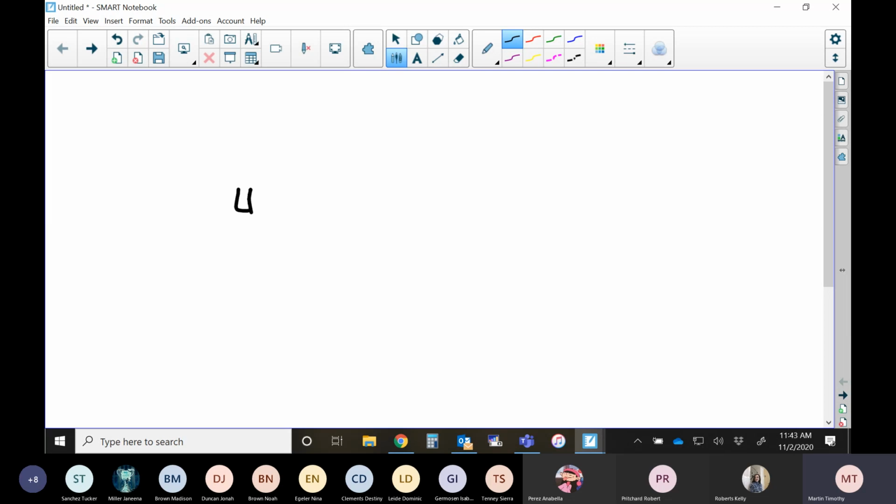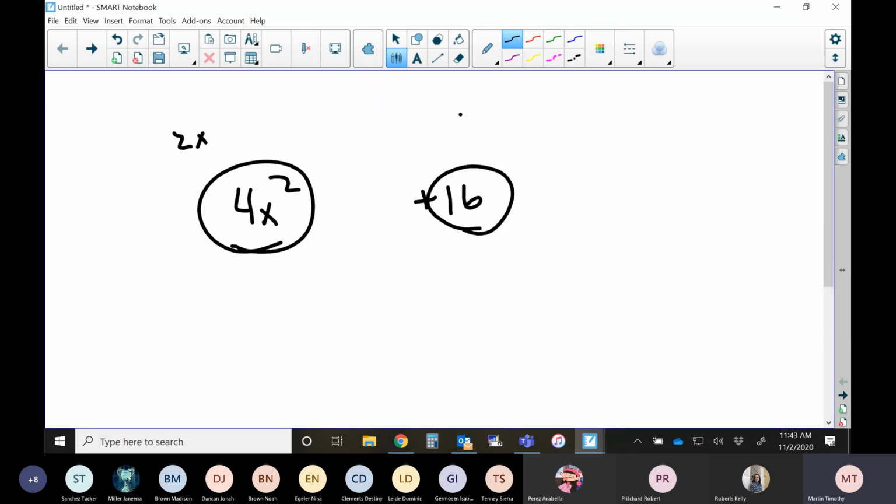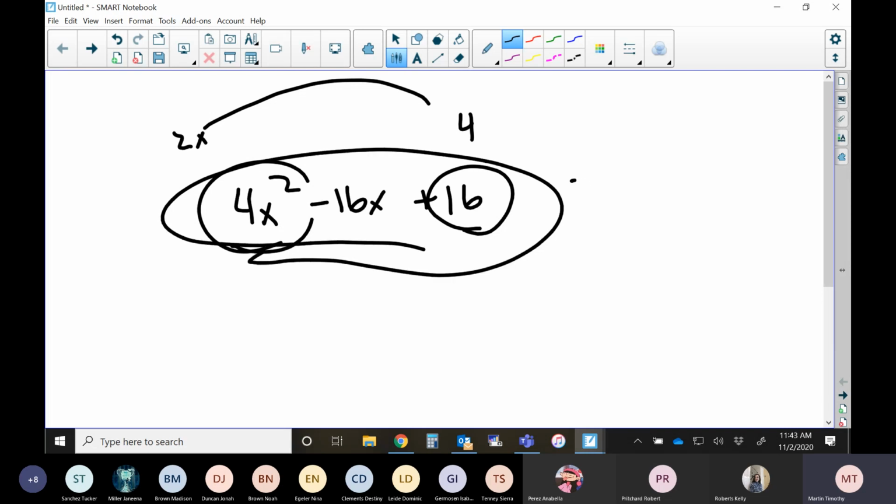If I had 4x squared plus 16, here's how I get the middle number, right? I say, hey, what's the square root of that? 2x. What's the square root of that? 4. This times this is 8x. Double that is 16. And here, I'll make a negative 16 here. So that's actually a perfect square. And the factor of that would be 2x minus 4.